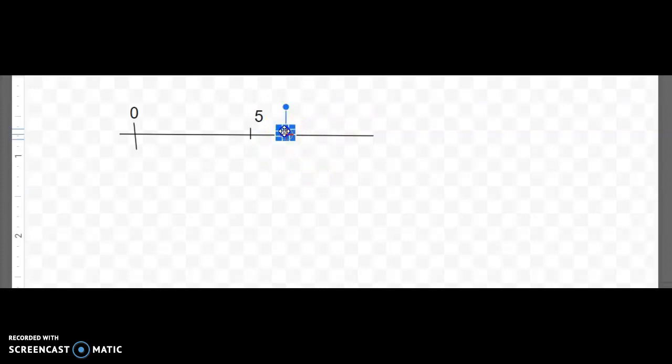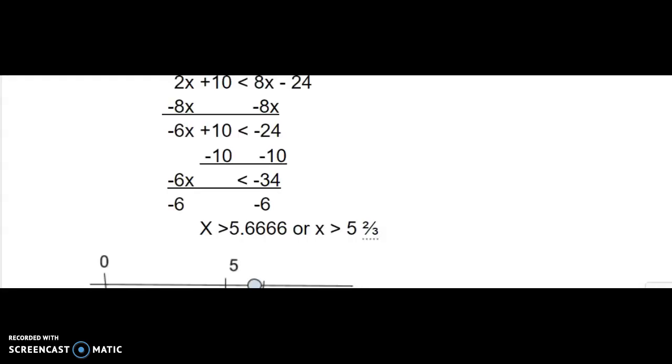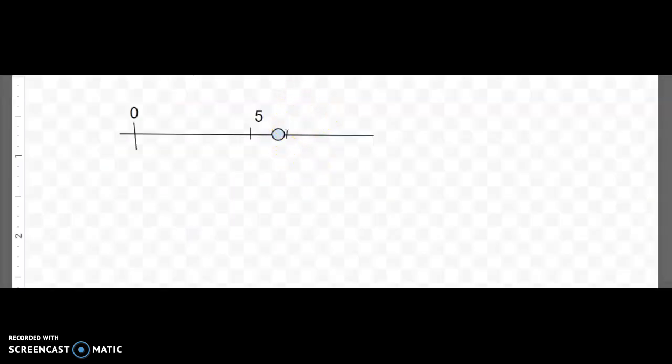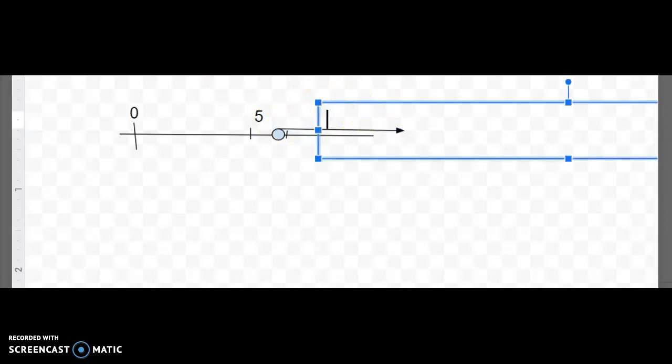I'm going to leave my dot empty because it doesn't have the "or equal to." It has only greater than, so anything that is greater than 5 and 2/3, but 5 and 2/3 itself is not part of the solution. Only the values that are greater than. So I'll put the arrow to show you where it is, all the way over here. These are the values of x. This is my x right here.